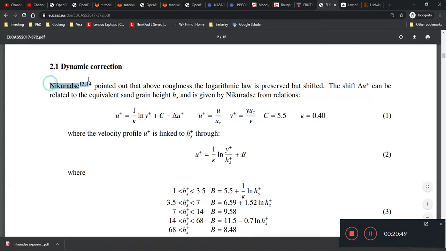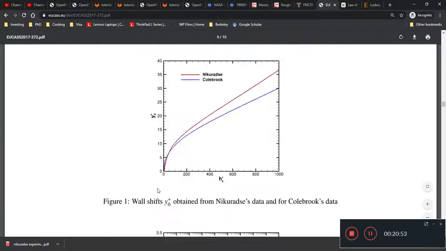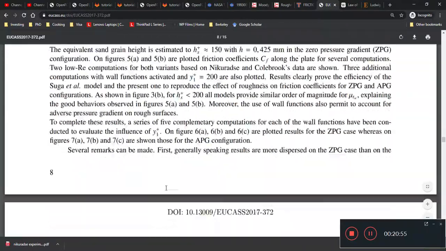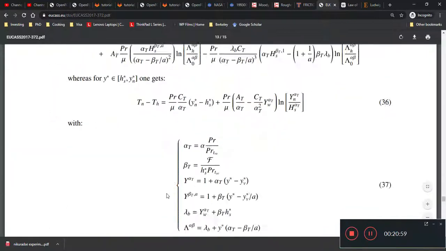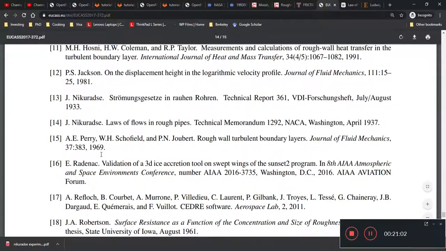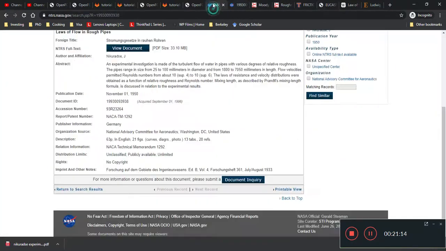If you scroll down to citation number 13, all the way at the bottom. Citation 13 and 14, it says, this is in German, but more importantly, you can see this Law of Flow in Rough Pipes. So again, you Google this.